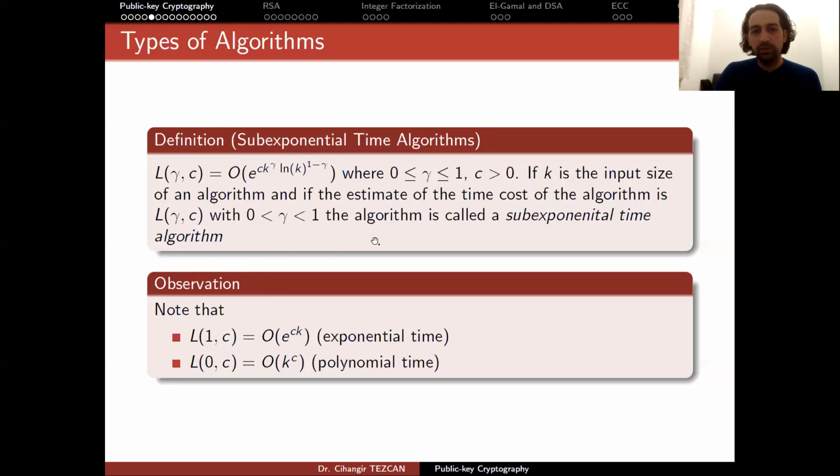This is important because in the future we will see that we won't be having a sub-exponential time algorithm to cryptanalyze elliptic curve crypto systems. For this reason, we can use shorter keys when we are using elliptic curve crypto systems. But when we will be talking about RSA, we will see that there are some sub-exponential time algorithms for factorization. For this reason, RSA keys are a lot longer.